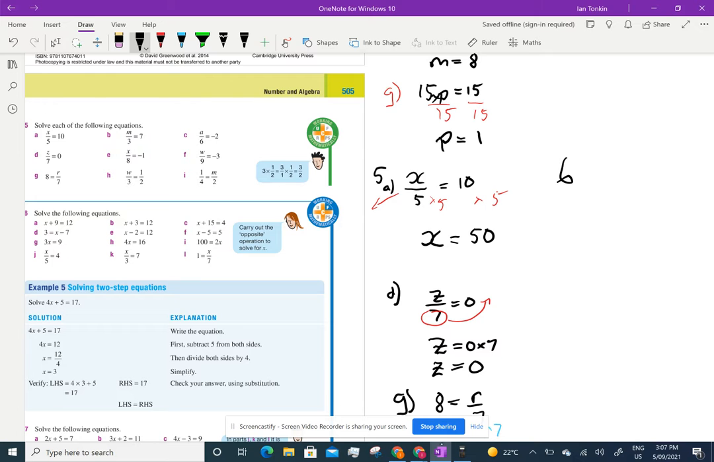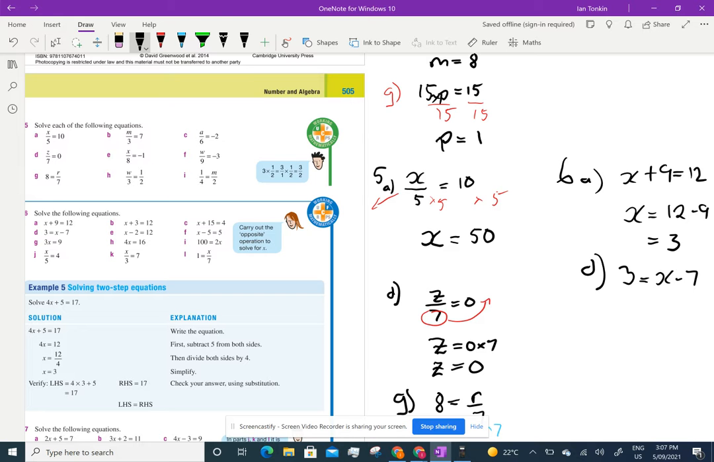So 6a. X plus 9 equals 12. You should be able to do this. Undo that 9. Minus it. X equals 12 minus 9. Oh, that's 3. Here's the next one. D. 3 equals X minus 7.